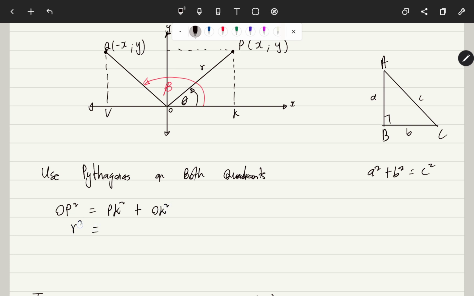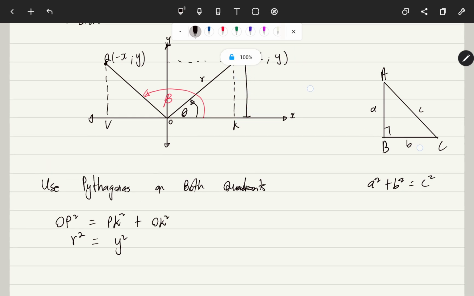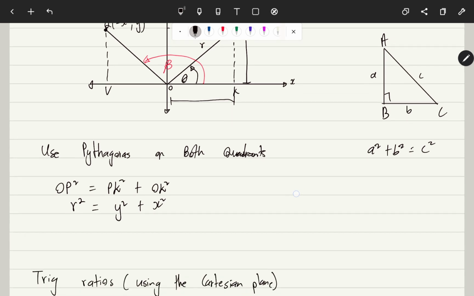Of course, OP squared is just r squared. PK, from here going straight up, is the y value, so that's going to be y squared. This length right here represents the y value, because on this line PK the x value is the same, it's just the value at K, or just x. From here all the way to here, that's the value of x. So x squared. That's just how it's going to be.